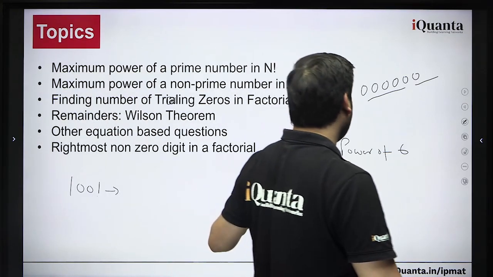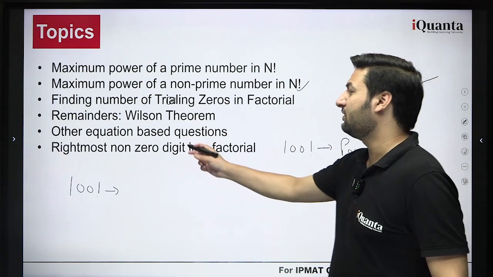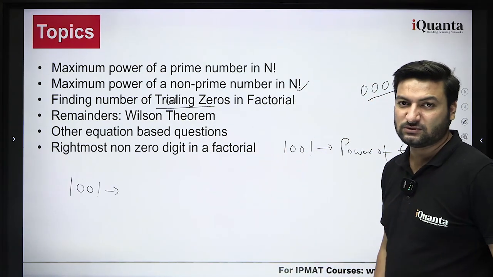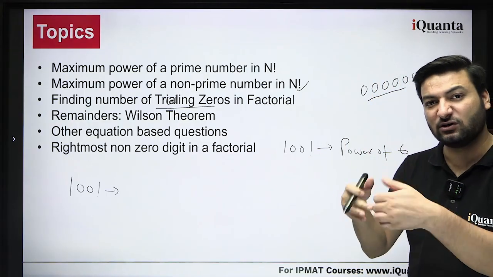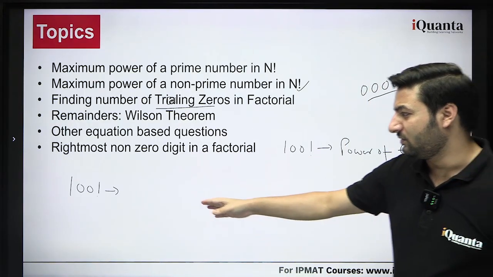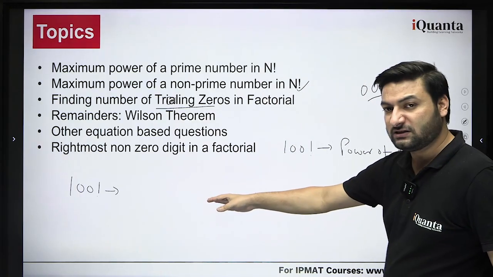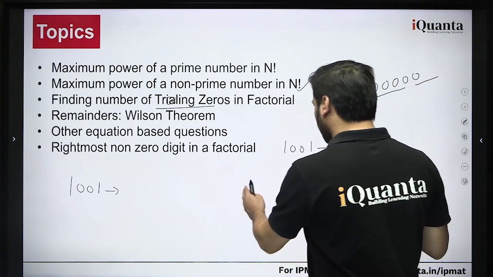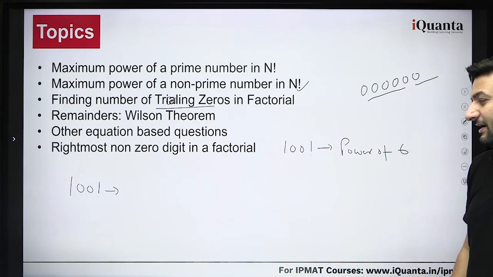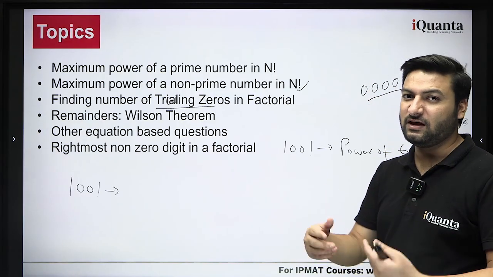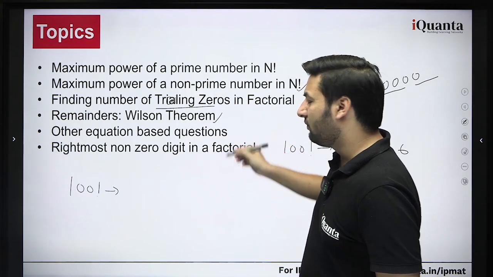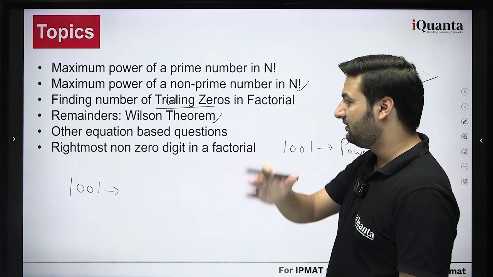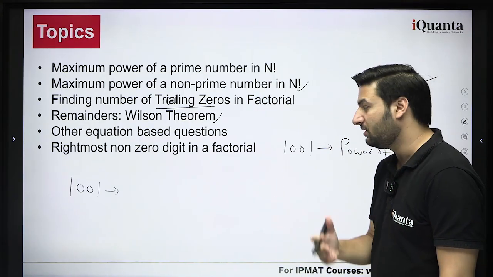There is a shortcut to count them, we will learn this as well, but you have to remember the term trailing zeros. That means they are asking you how many continuous zeros are at the end of the number when you write its value. So when you write the complete value of 100 factorial, a big number, how many continuous zeros are at the end? We have a shortcut for that. Remainders and Wilson theorem related to factorials we have already done in the earlier sessions. You can go and find it in the playlist.